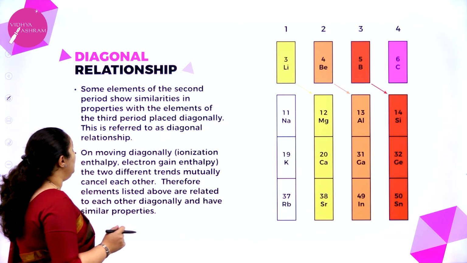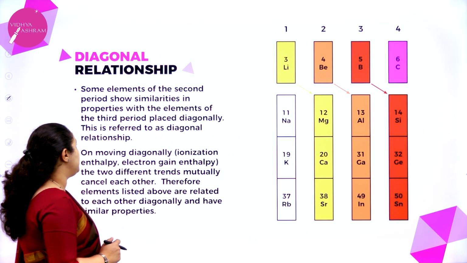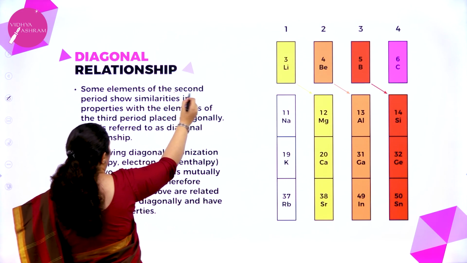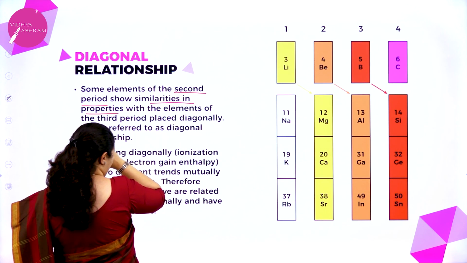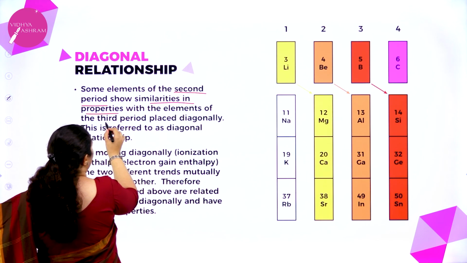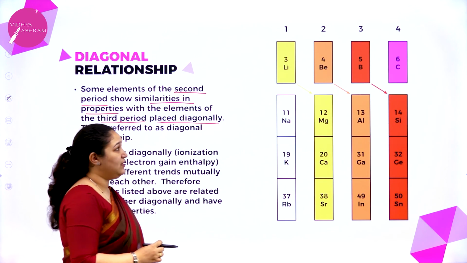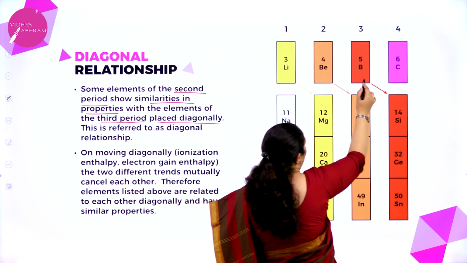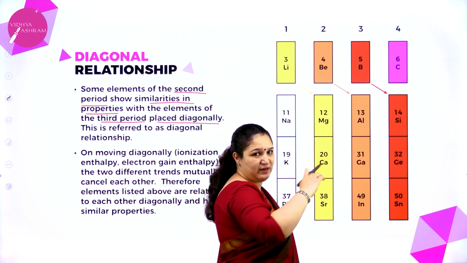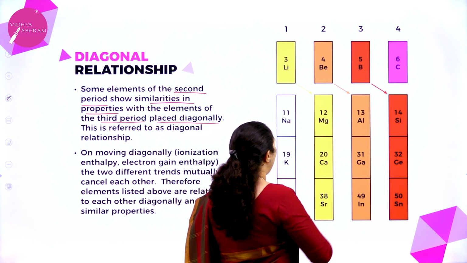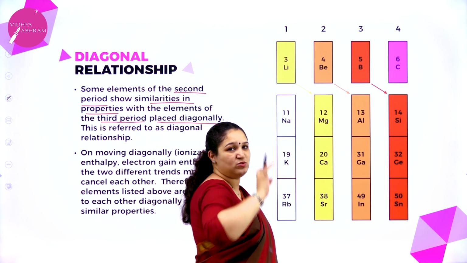Okay. Next is about diagonal relationship. So what is diagonal relationship? Some elements of the second period show similarities in properties with the elements of the third period placed diagonally. That is referred to as diagonal relationship. For example, you have lithium, beryllium, boron, carbon, and so on. You have nitrogen, oxygen, fluorine and neon in the second period. In the third period you have sodium, magnesium, aluminum, silicon and so on. You have phosphorus, sulfur, all those things.